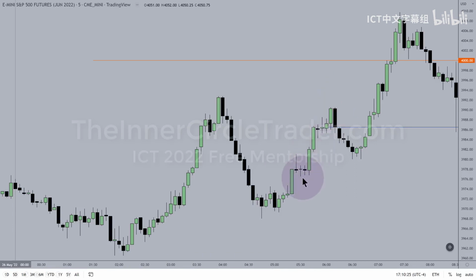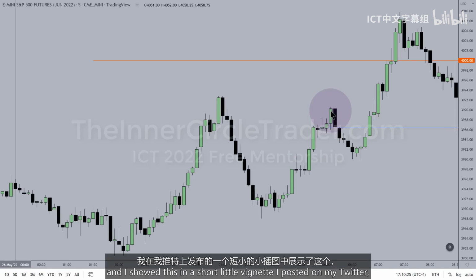And this is my dealing range. The short-term low, the short-term high. I run a fib on that, and I showed this in a short little vignette I posted on my Twitter.